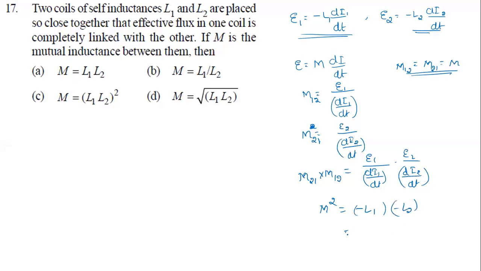So minus into minus becomes what now, sir? Plus. Okay, minus into minus becomes plus. Here also, if you take the negative sign here also, negative into negative multiplied becomes positive. So it will become what now? M square becomes L1 into L2. Then I can say here, M equal to the square root of L1 times L2. Okay, so that's a relation now. Here we have a relation. Option D is the right answer.